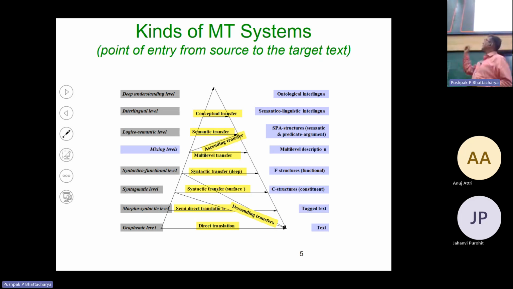Okay. Now, when you come down the right-hand side, again, you do lots of processing: ontological interlingua, semantico-linguistic interlingua, SPA structure, that is, predicate argument structure, and so on. All these are generation tasks. Okay, and finally, you have got the text, which is the meaning of the source sentence. In between, you have C structure and F structure. C structure is constituency structure, the parse tree constituents. And F structure is dependency constituents.